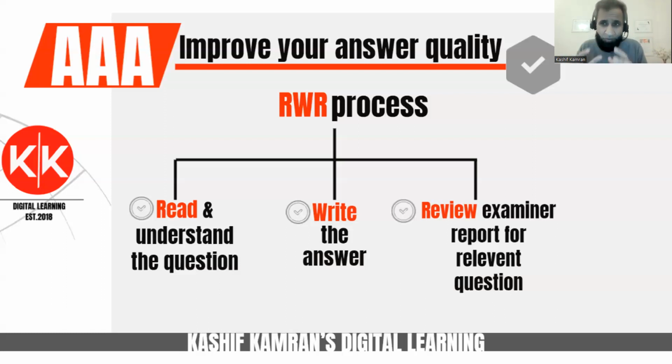So I think your answer needs to be evaluated in line with the examiner report, not in line with the examiner answer. Now, the problem is that the student, when they write the answer, they jump directly to the examiner answer and they start reading the examiner answer and they say, oh, this is such a big answer.